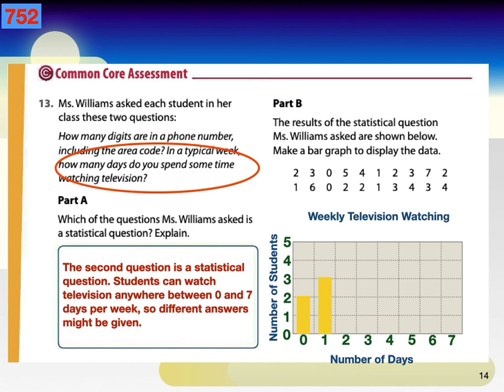Okay, how many responses for 2? That will be 5 responses, so it will go to 5. How many responded 3? 4 responses, so this will be until 4. How many responded 4? We have 3 responses. How many responded for 5 days a week? Only 1. How many responded 6 days a week? Only 1. And how many responded every day of the week, or 7 days a week? Only 1. So this is now our bar graph for the data gathered above.